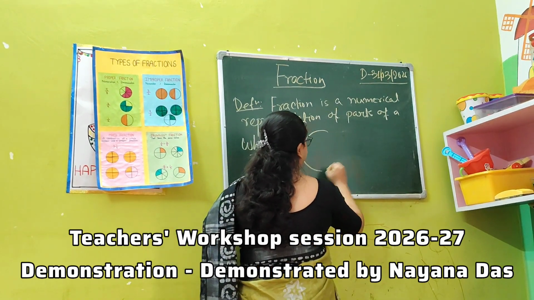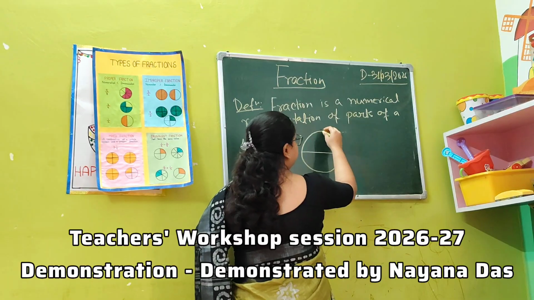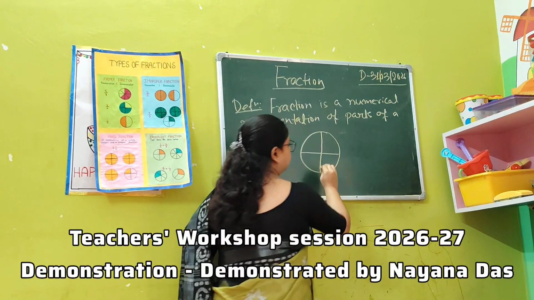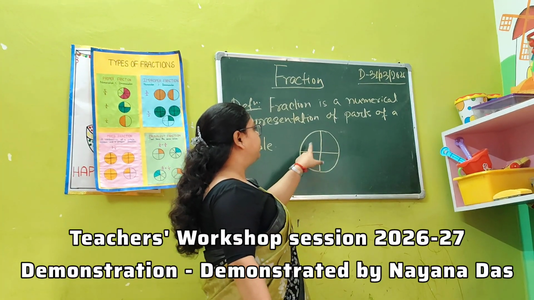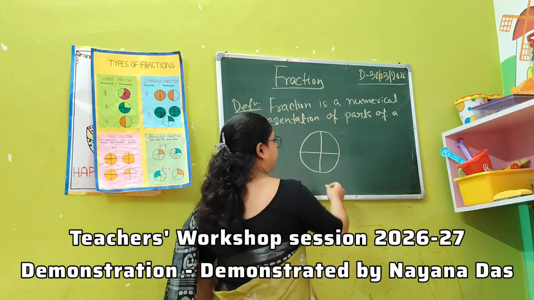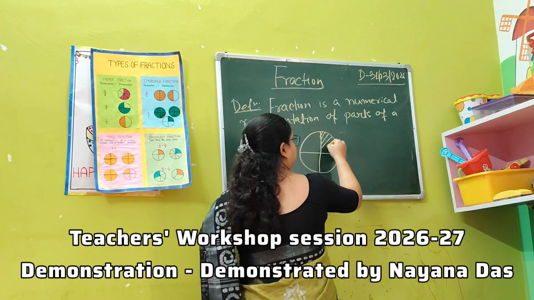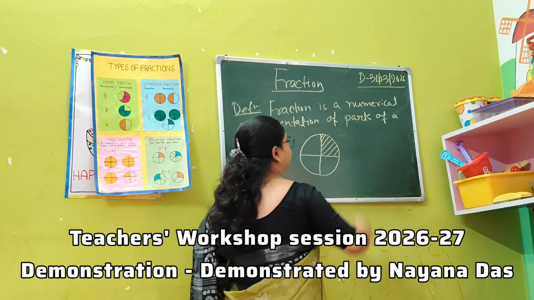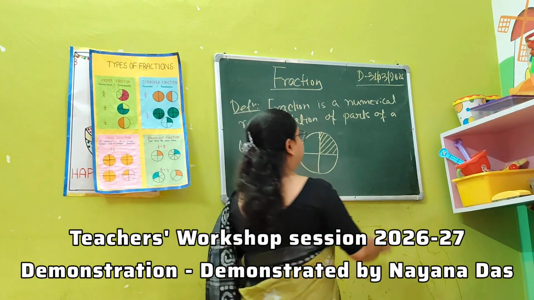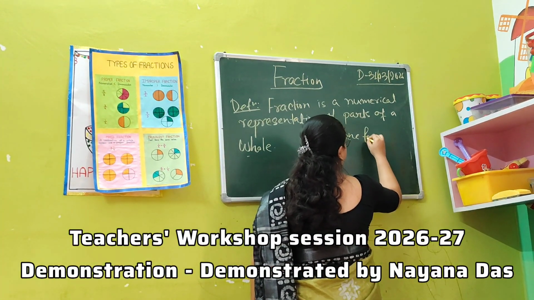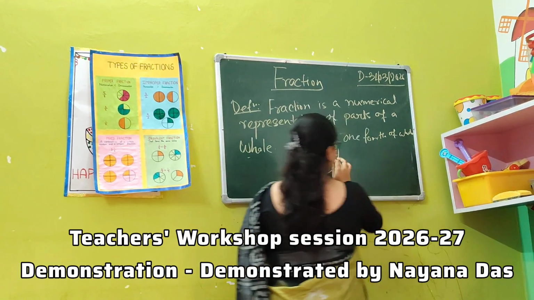Let's take a cake, and I am dividing this whole cake into 4 equal parts. It should be equal. I am dividing it into 4 equal parts, and from here I am taking this 1 part. So here we can say we are taking 1/4 of this whole cake.